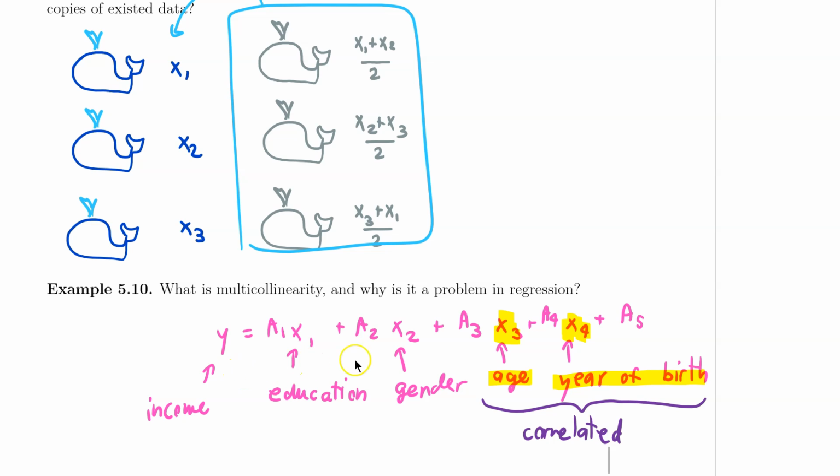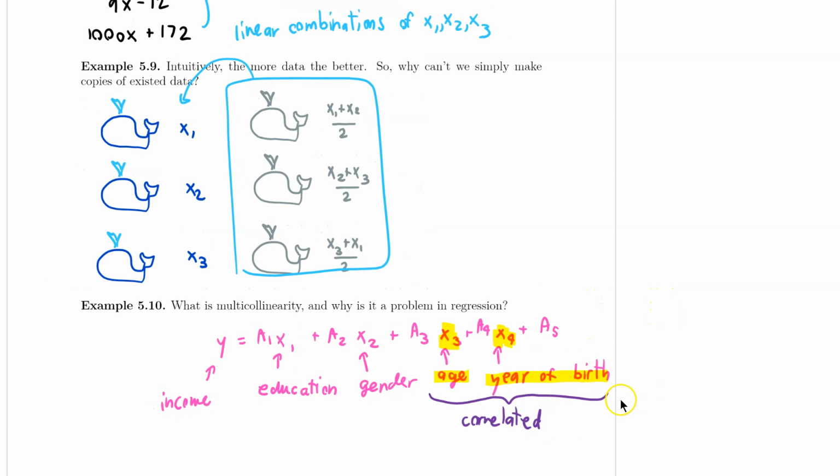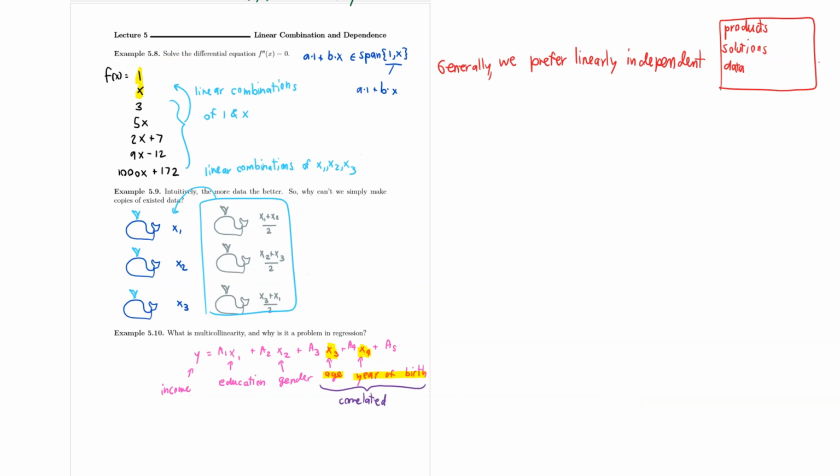So generally, we would prefer our variables x here to be linearly independent, or generally independent of each other. So in a nutshell, this is what I mean when I said that we generally prefer things that are linearly independent.